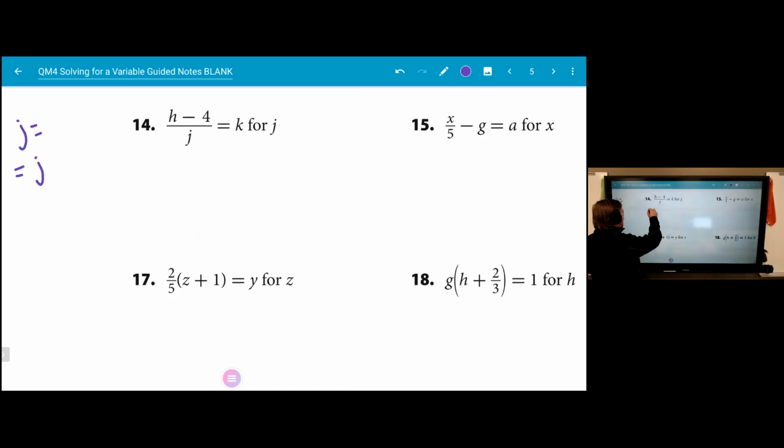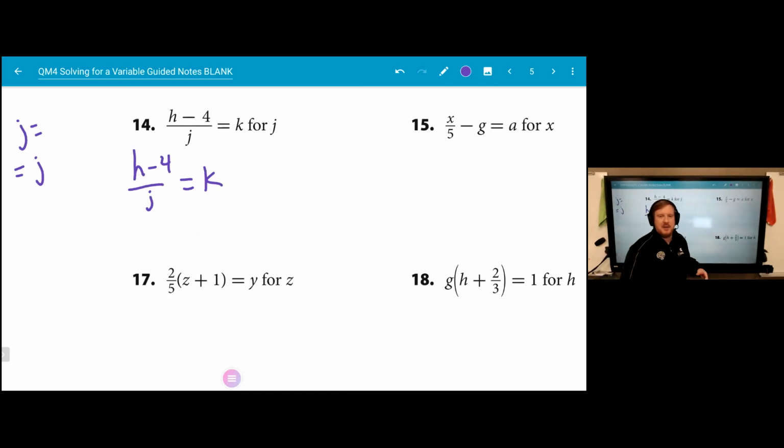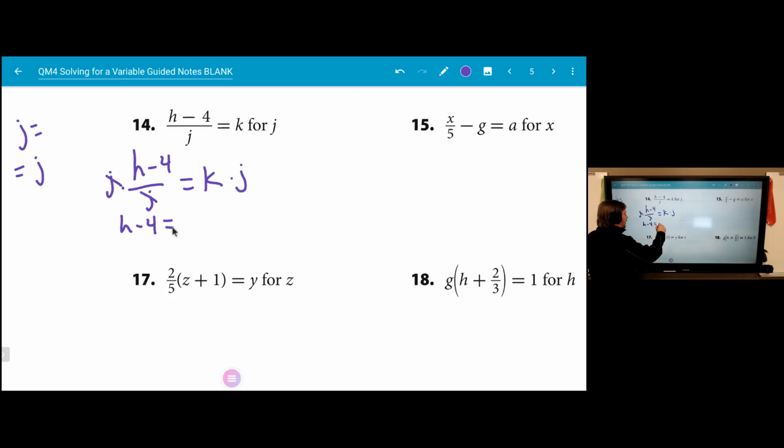Well, here's what I'm going to do. Got a lot of different ways. Here's how I'm going to start. If I'm dividing by j, what's an inverse operation that I could do? I could multiply both sides by j. And so what happens? Well, j divided by j simplifies to 1, or just h minus 4 equals kj.